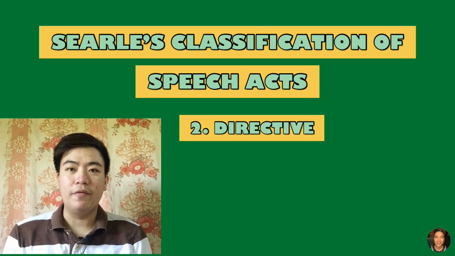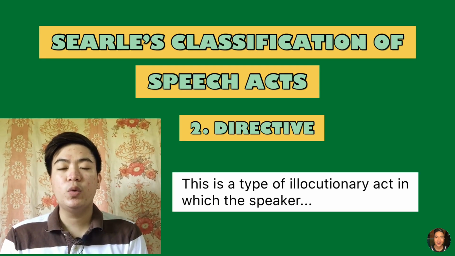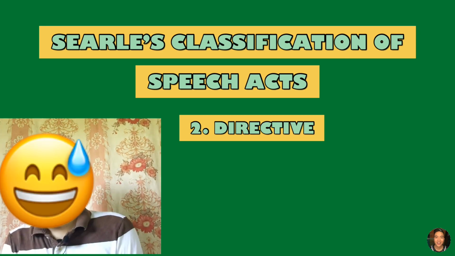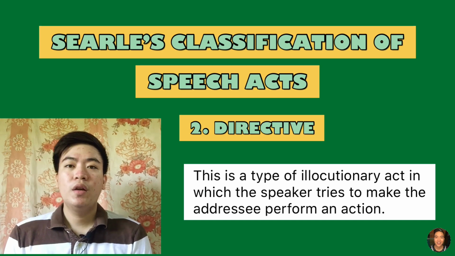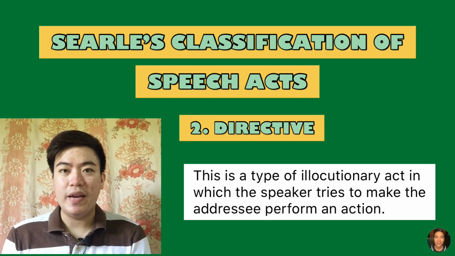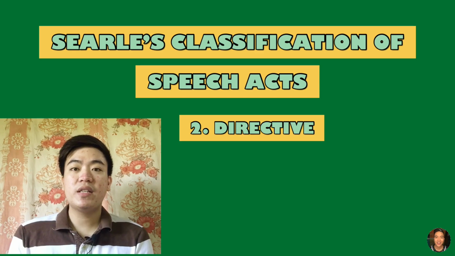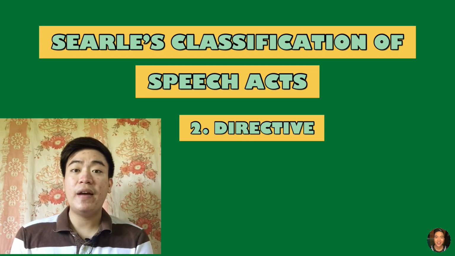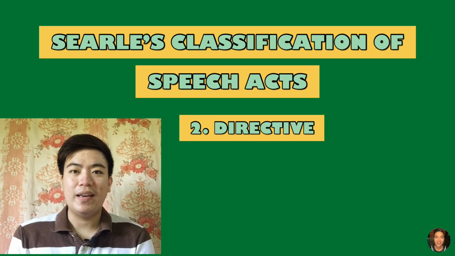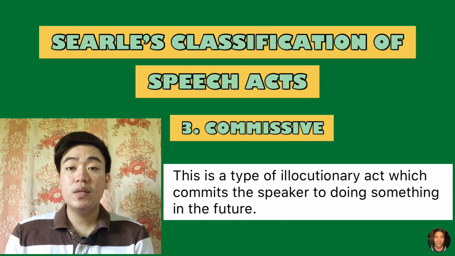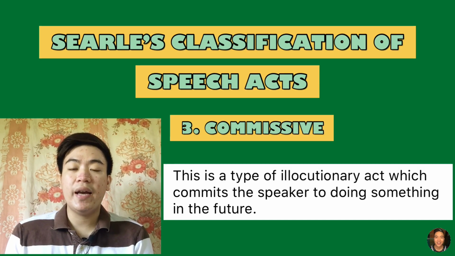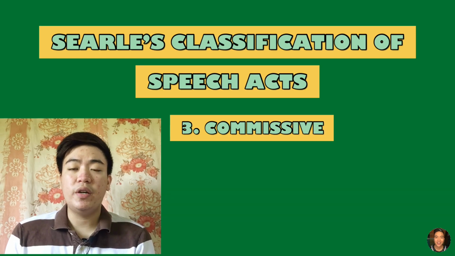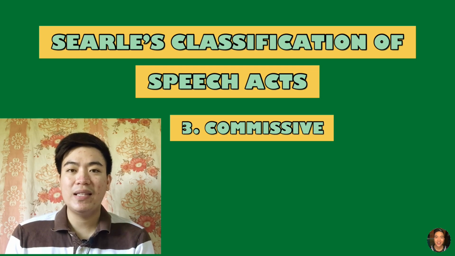Second is directive. This is the type of illocutionary act in which the speaker tries to make the addressee perform an action. Some examples of directive illocutionary acts are requesting, asking, ordering, inviting, advising, and begging. Third is commissive. This is a type of illocutionary act which commits the speaker to doing something in the future. Examples are promising, planning, vowing, and betting.